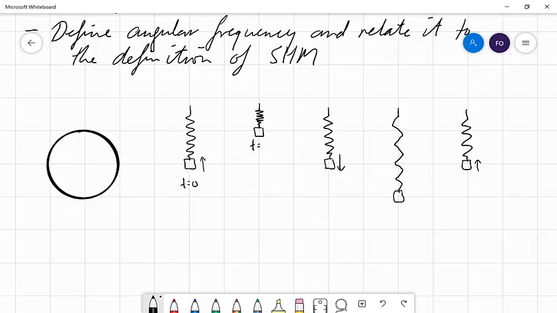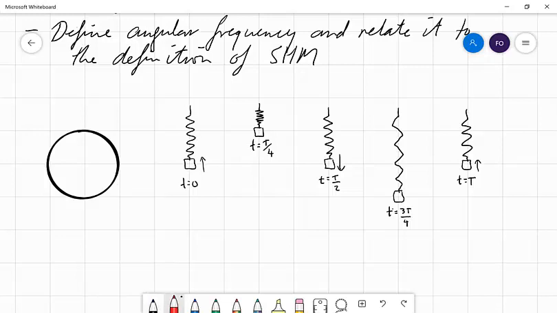Okay, so this is time equals 0. This is time equals 1/4 period. Let's get rid of that triangle. And this is after half a period. And this is 3/4 of a period. Whoops, that should be a lowercase t. And here we have now had a whole circle happen.